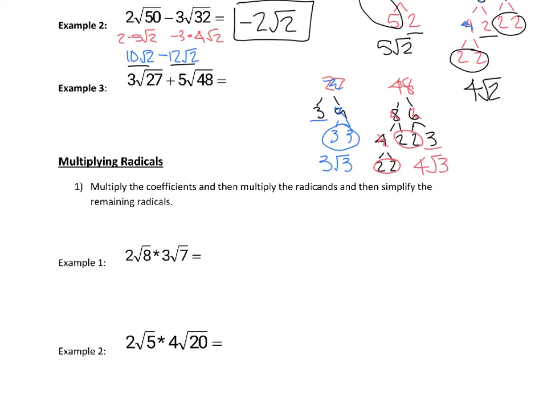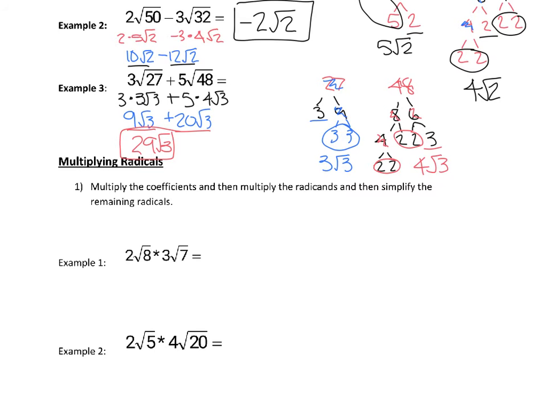Square root of 27 was the 3 square root of 3, so we get 3 times 3 square root of 3 plus 5 square root of 48 was 4 square root of 3, so 5 times 4 square root of 3. All right, let's actually do that multiplication part first. 3 times 3 is 9 square root of 3 plus 5 times 4, 20 square root of 3. Well, because they do now have like radicals, we can combine these. So 9 plus 20 gives us 29 square root of 3, and that would be our answer.